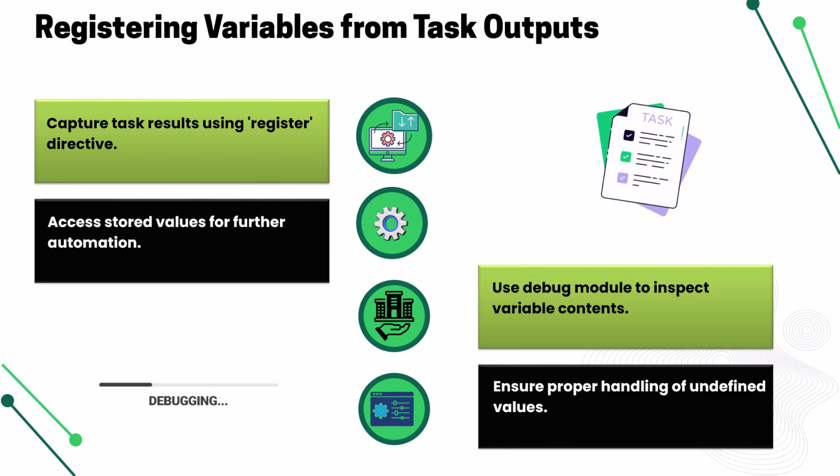Imagine running a task and not knowing what happened. Kind of like baking a cake without checking if it's rising. Register lets you store results from tasks so you can actually use them. Accessing these variables gives flexibility, and using debug helps you peek into their contents. Just don't ignore undefined values, or your automation might turn into a mystery novel.